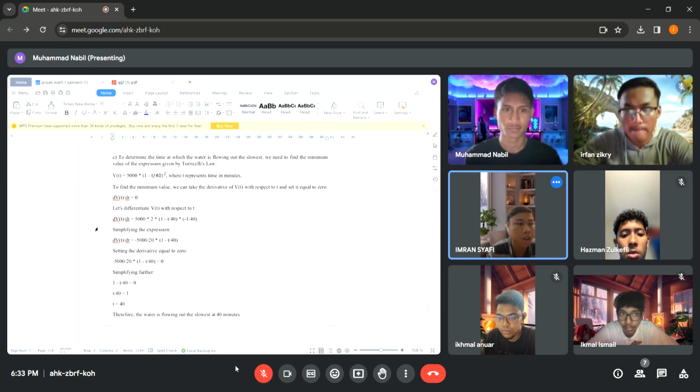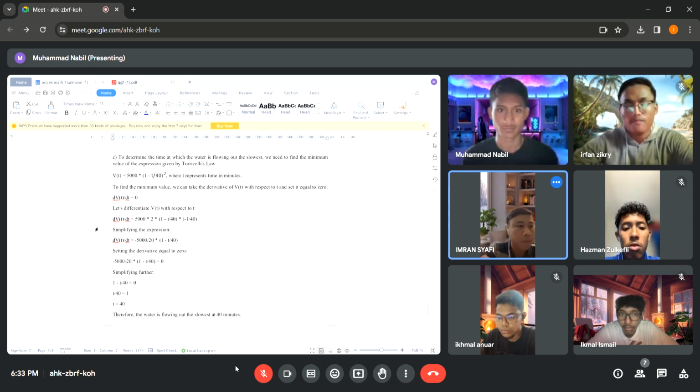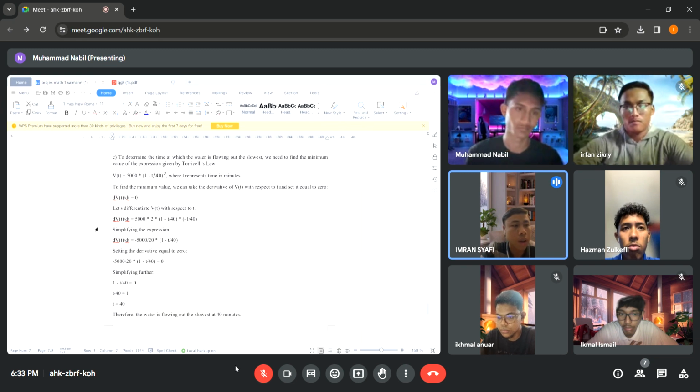Next, we move to question 2C. To determine the time at which the water is flowing out the slowest, we need to find the minimum of the expression given by Torricelli's law.